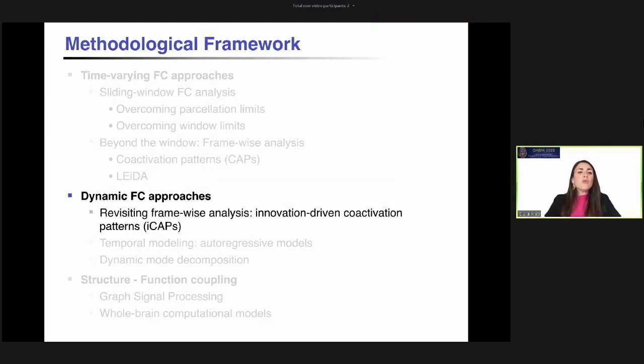Then, going to dynamic functional connectivity approaches, to remind you, approaches that are not memoryless, so that look at or model the influence between subsequent time points. The first one that I would like to describe is the revisitation of co-activation patterns with a dynamic flavor, so innovation-driven co-activation patterns.